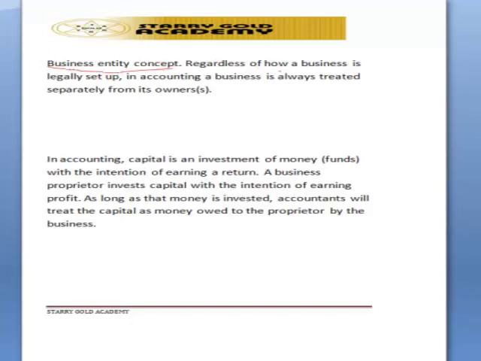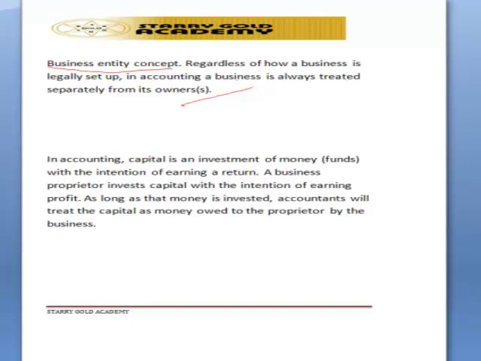Regardless of how a business is owned, whether it is a sole trader or partnership, the business entity concept recognizes that every business has a separate entity. The business is separated from the real owner. So regardless of how a business is legally set up, in accounting, a business is always treated as separate from its owner. So we must take that concept into consideration in all accounting, irrespective of the form of business ownership.